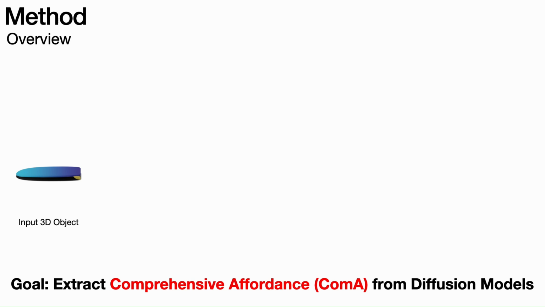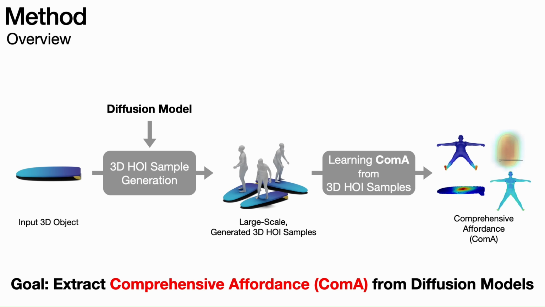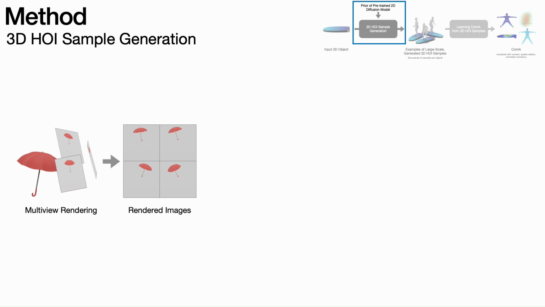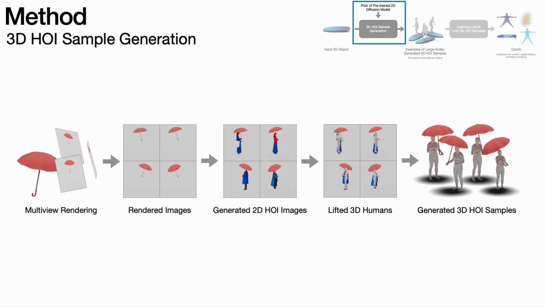We do this by first generating many 3D human-object pairs using in-painting diffusion models, and then learn ComA from these generated human-object pairs. The first part, where we generate 3D HOI samples, starts by rendering the 3D object, inserting humans into the images, and lifting humans back into 3D.